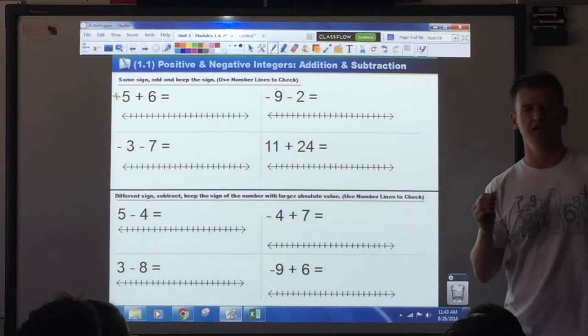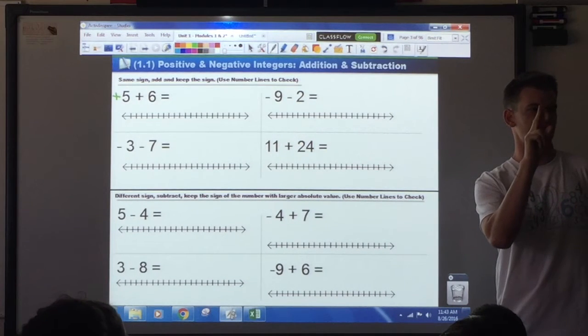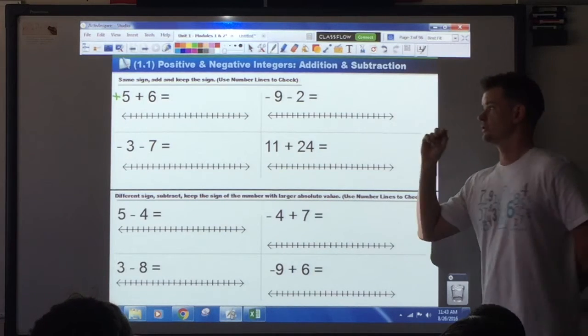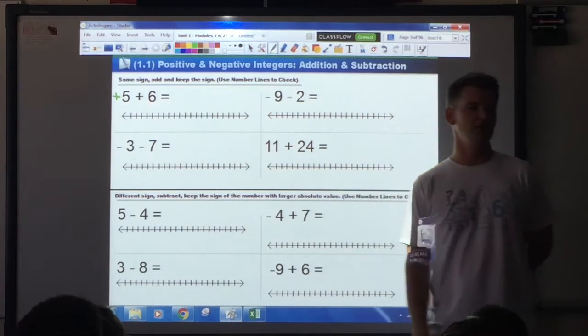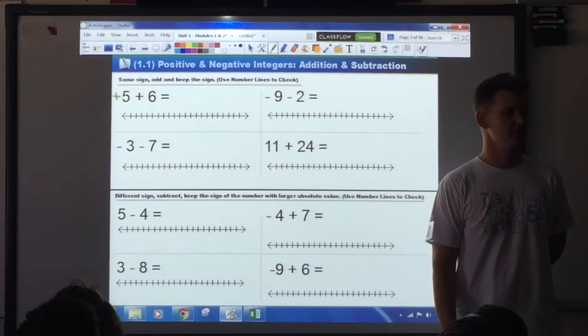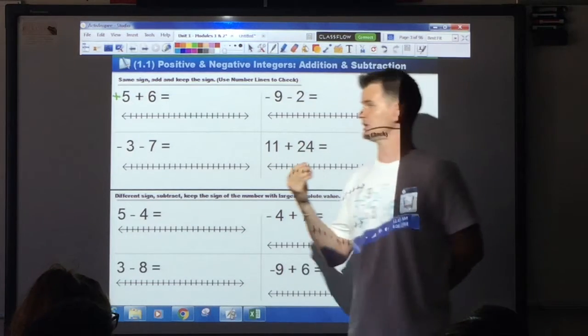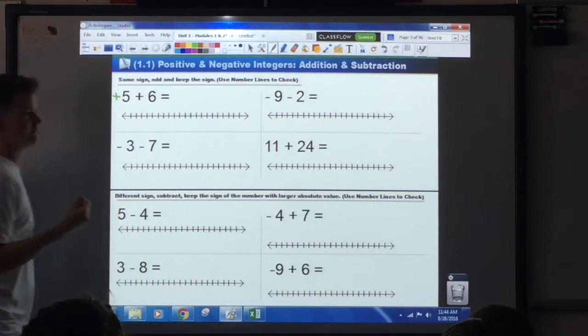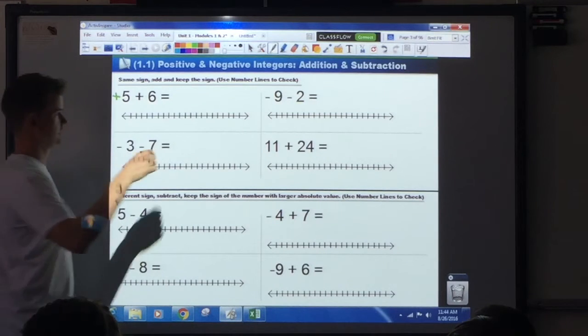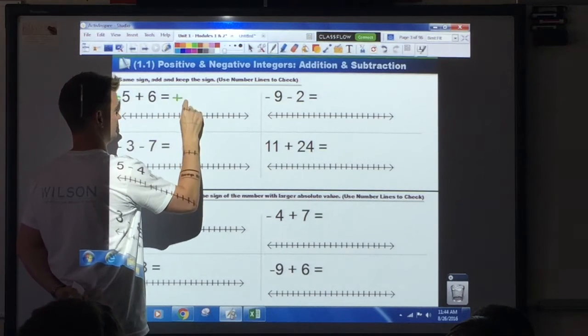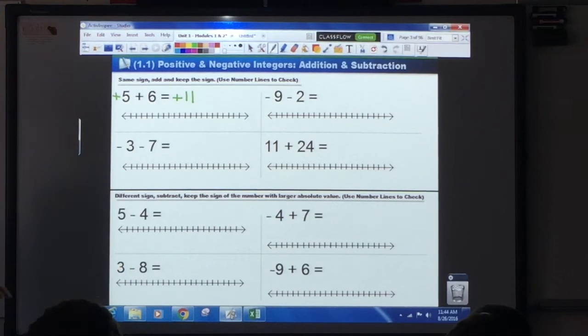same sign, you just add the two numbers together and keep whatever sign they have. So, do they both have a positive symbol in front of them, yes or no? Yes, they do. So we're going to add them together and we just keep the sign. So what's positive 5 and positive 6? When we combine them, it becomes positive 11.